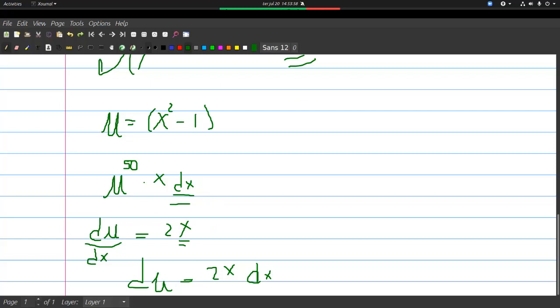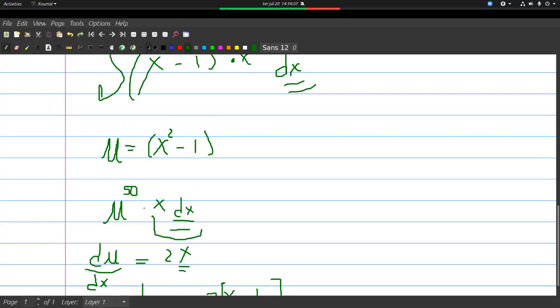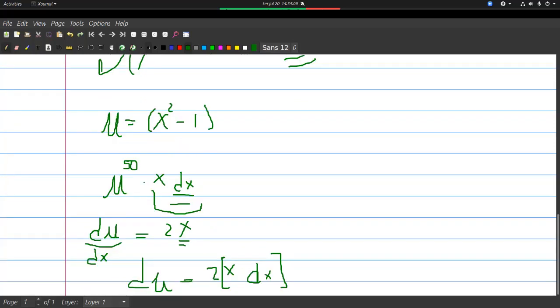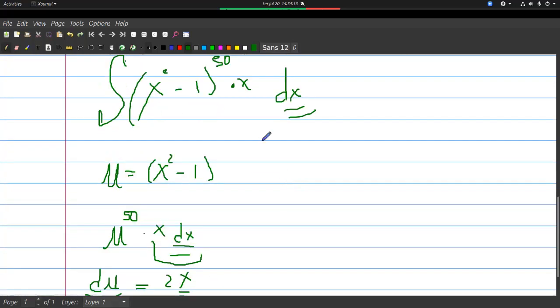So yeah, du is 2x dx. And here we see that we have this 2 over here, so we need to divide by 2 so that it gets the same thing. Okay, so it would be the indefinite integral of u to the 50th power du over 2. But this is very uncommon.